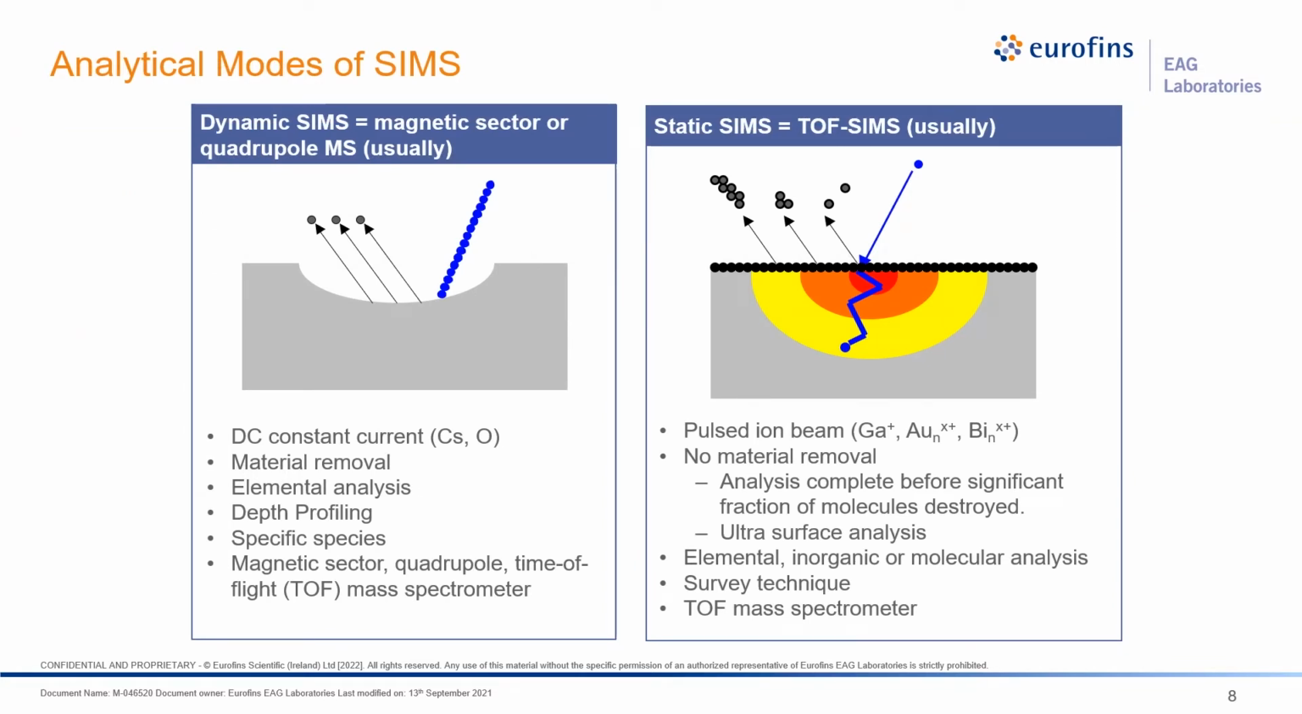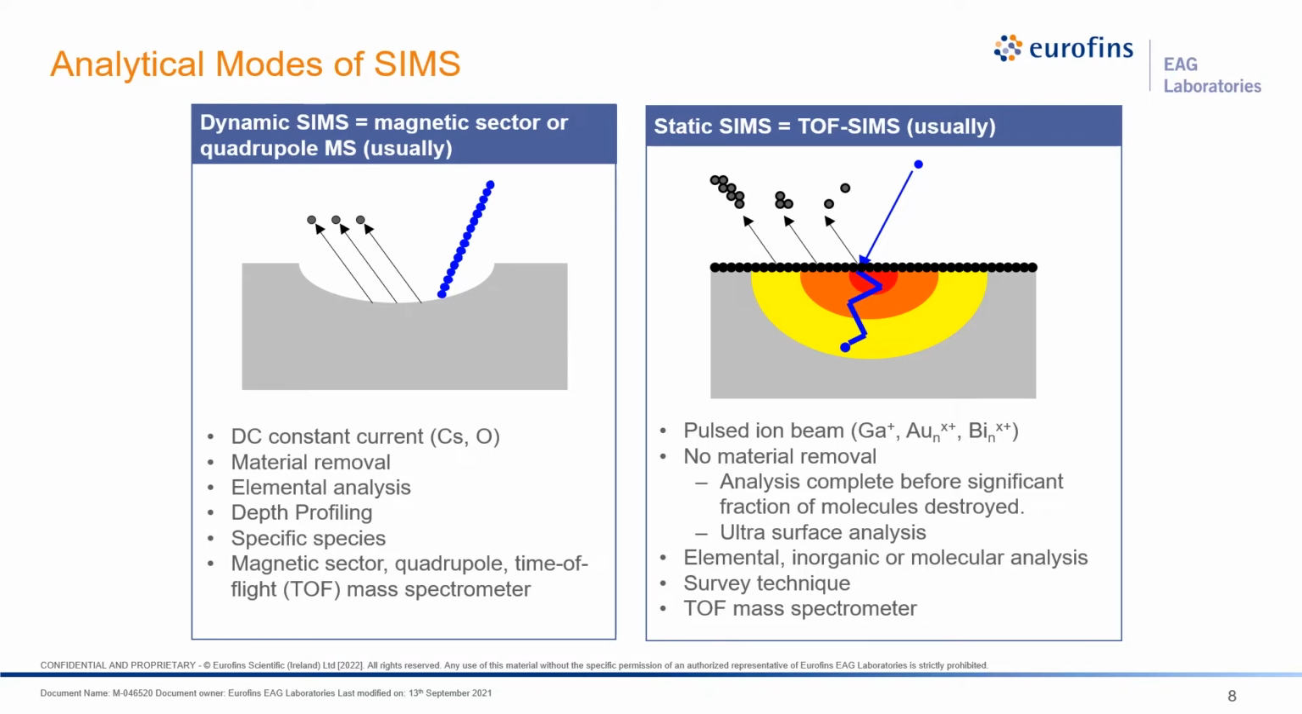This slide talks about the different analytical modes of SIMS, secondary ion mass spectrometry. EAG is well known for doing dynamic SIMS. That was what the company started doing. And we have a large number of dynamic SIMS mass spectrometers, which are usually magnetic sector or quadrupole instruments. In this case, the primary ion beam operates with a DC current with a reactive primary ion, often cesium or oxygen. This means that you have material removal during the analysis.